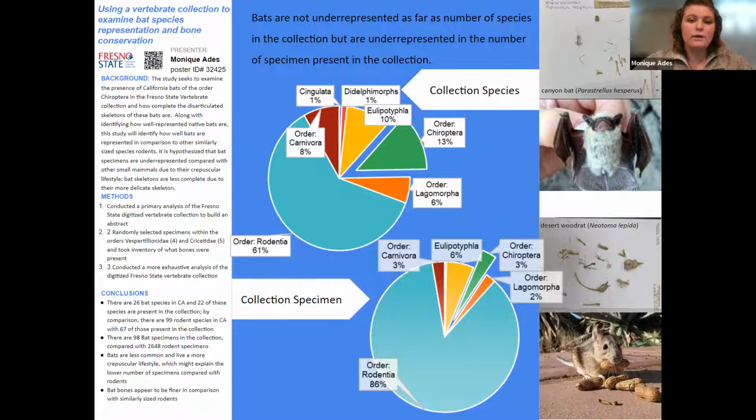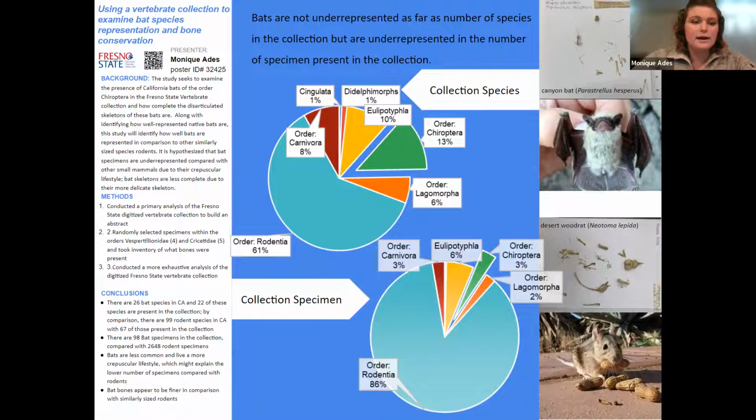Secondly, I went into the vertebrate collection and randomly selected specimens of bats and rodents. I took 4 bats and 5 rodents. That was a randomly selected number. There wasn't really anything that went into that. It was just how many skeletons were there and what they looked like. But it was a pretty random selection.